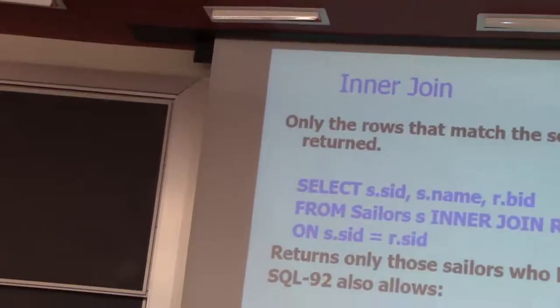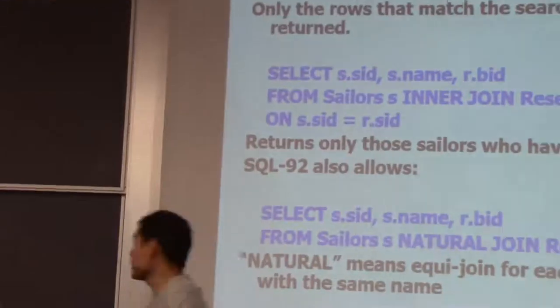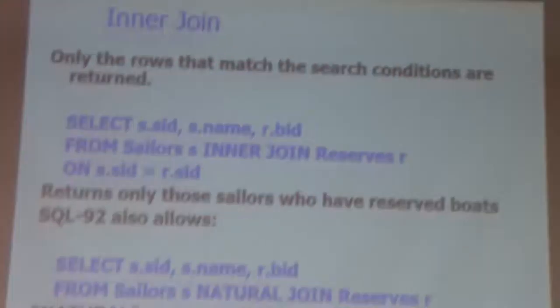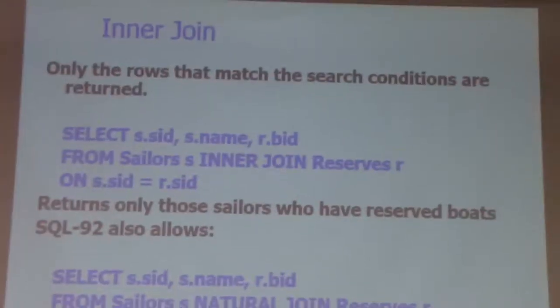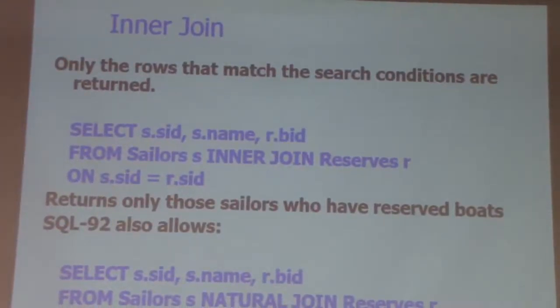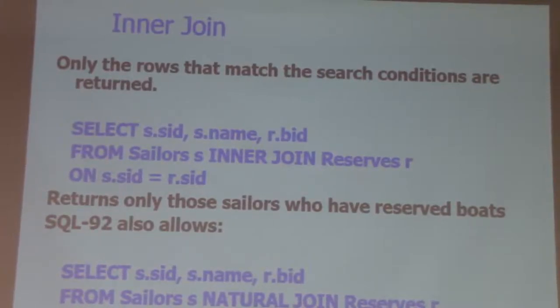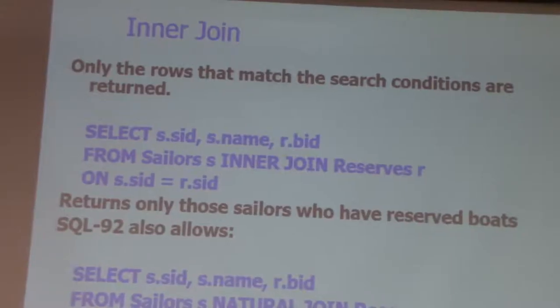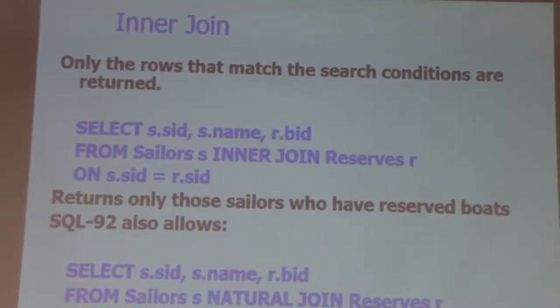So let's look at some examples. Let's start with inner join. Inner join is pretty much the same as a theta join, where the theta is your qualification list. That's the way you understand inner join. Is that clear? Okay.